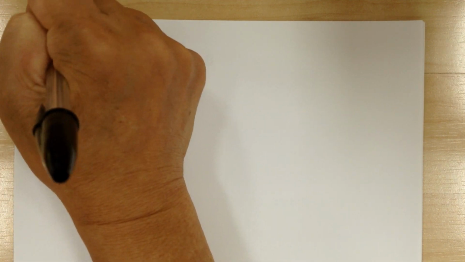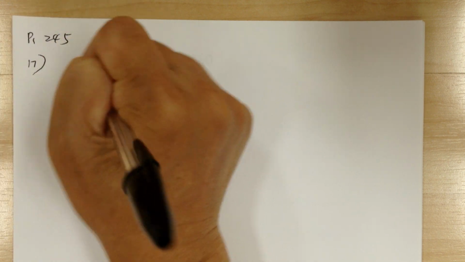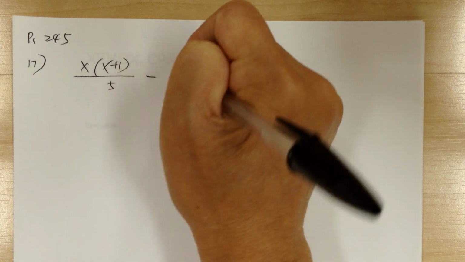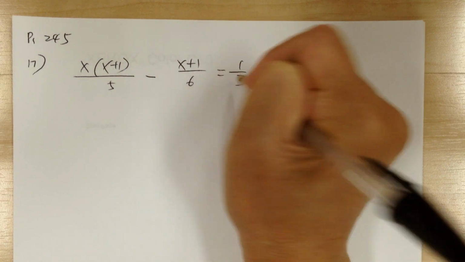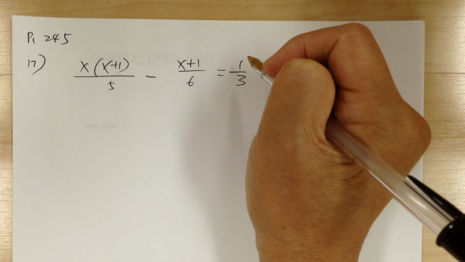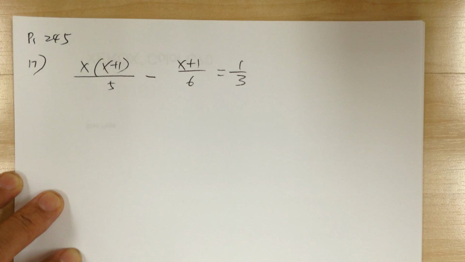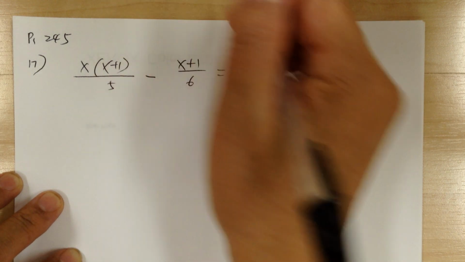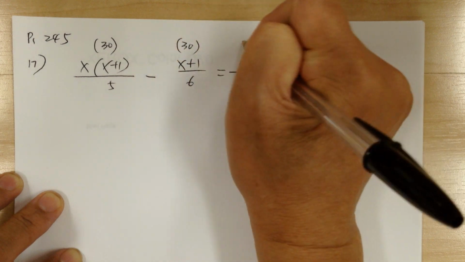Okay, let's go to page 245 and start with number 17. So you have x times (x plus 1) over 5 minus (x plus 1) over 6 equal to 1 over 3. Okay, so to solve, first you want to get rid of the fraction. So you want to multiply by the common denominator. So multiply everything by 30. So that's your common denominator.